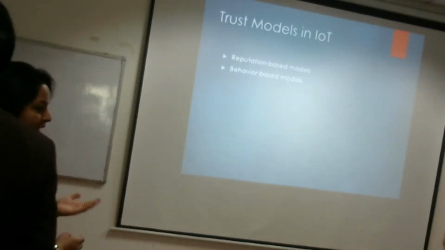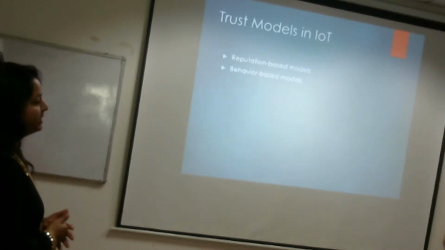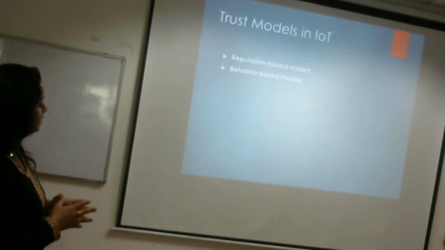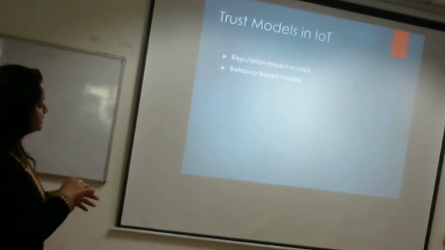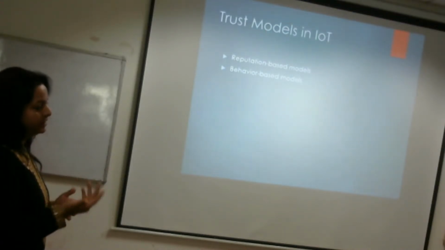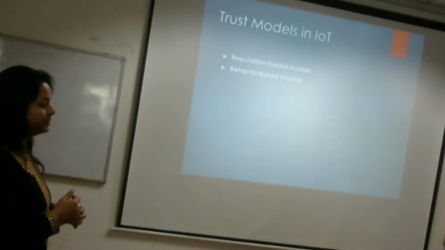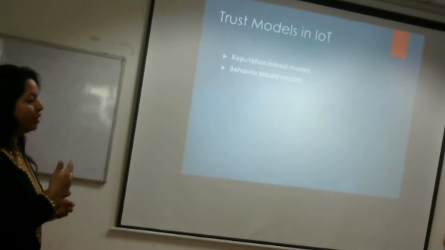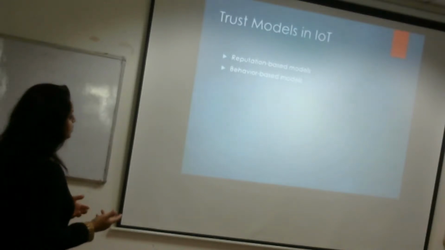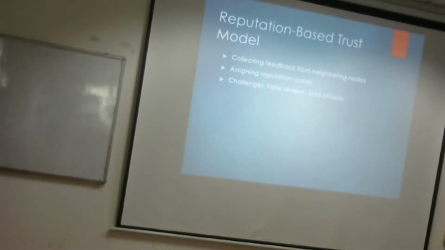So for calculating the trust, we generally have two types of models: reputation-based models and behavior-based models. Reputation is basically the communication of the node in the network. On the basis of that, the reputation earned by the node, whether it is reliable or not, is assessed in this model. And behavior is basically whether the node is able to forward the information to the next entities. So in these trust models, generally what we do is collect feedback from the neighboring nodes for the reputation of the node.